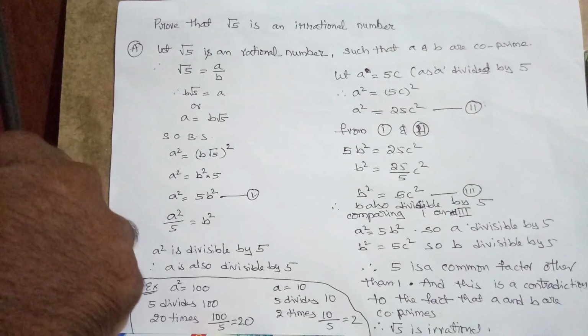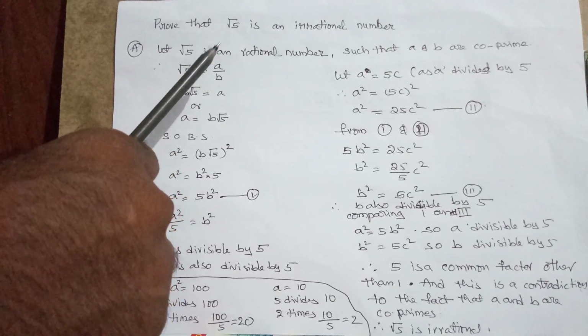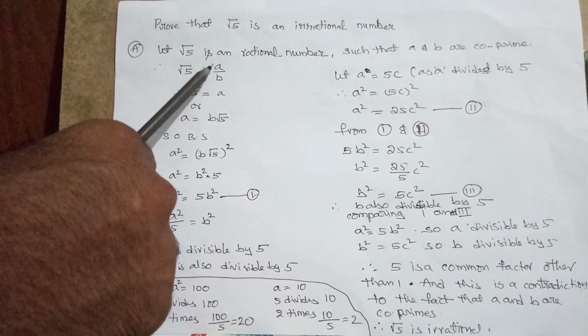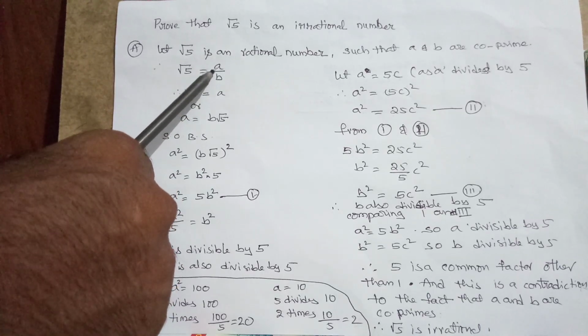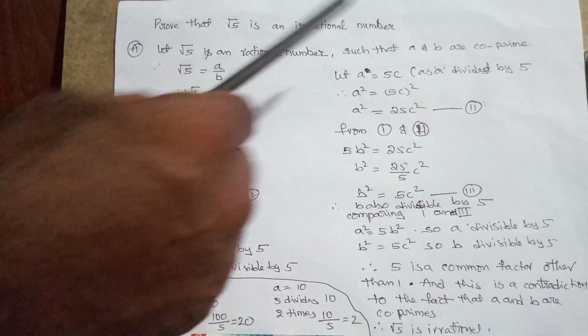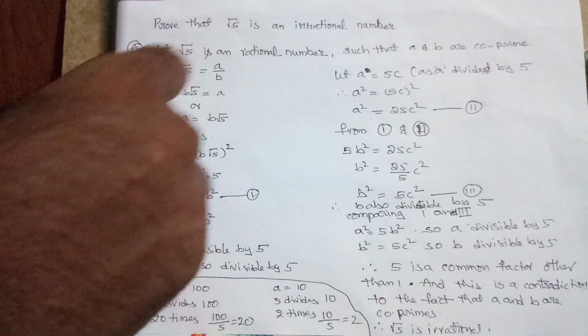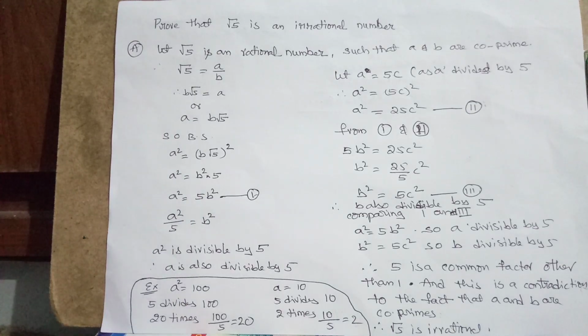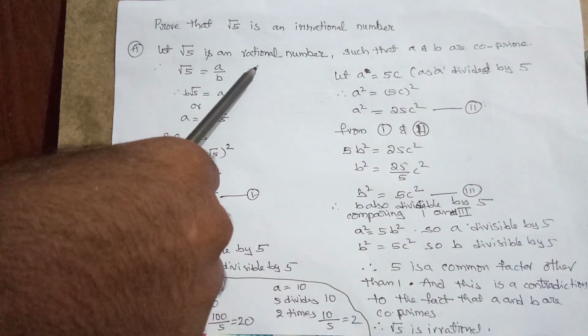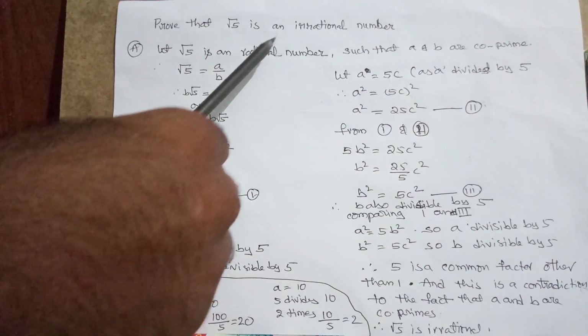I am going to take it in a by b form, like p by q, where a and b are co-prime numbers. So I am taking it in a wrong way, and I cannot prove that it is a rational number. Finally, I can say that it is an irrational number.